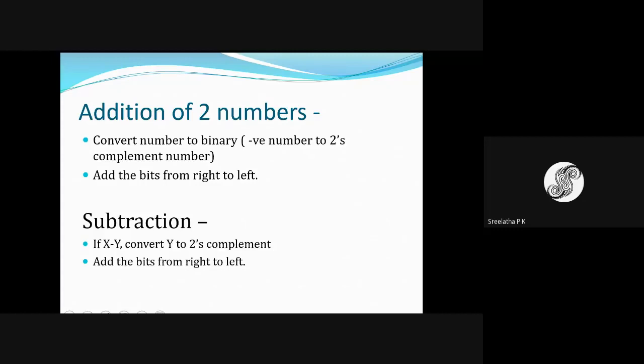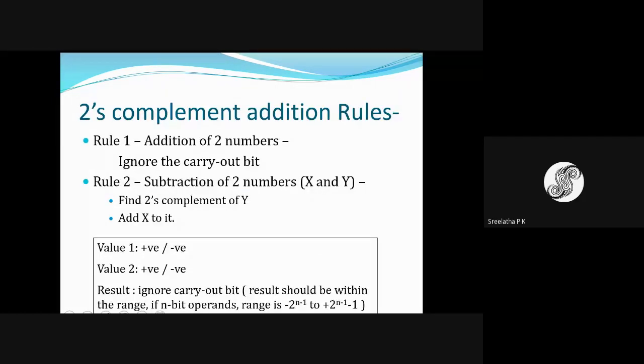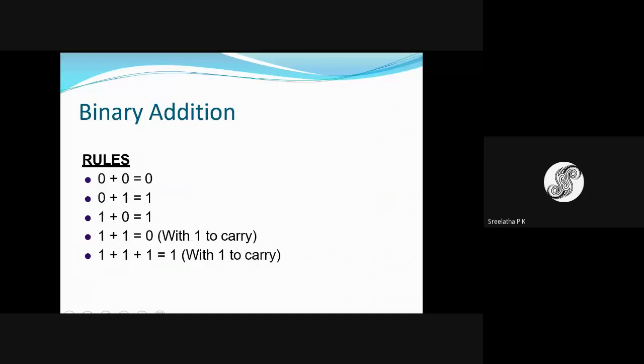Now, how do you add two numbers? You have to convert the numbers to binary. Okay, and if it is a negative number, find the 2's complement of it, and then add from right to left. Okay, so we'll see how to find the 2's complement and come to subtraction later. So just we'll see the addition rule. I think all of you know those rules of addition. 0 plus 0 is 0, 0 plus 1 is 1, 1 plus 0, again 1.